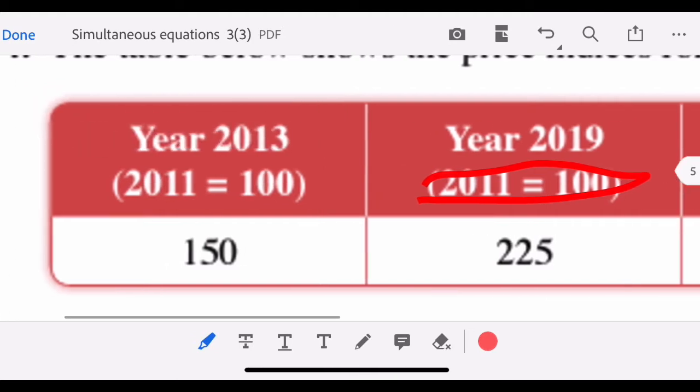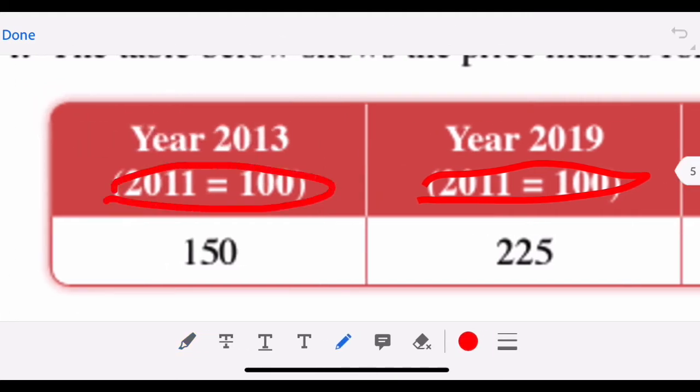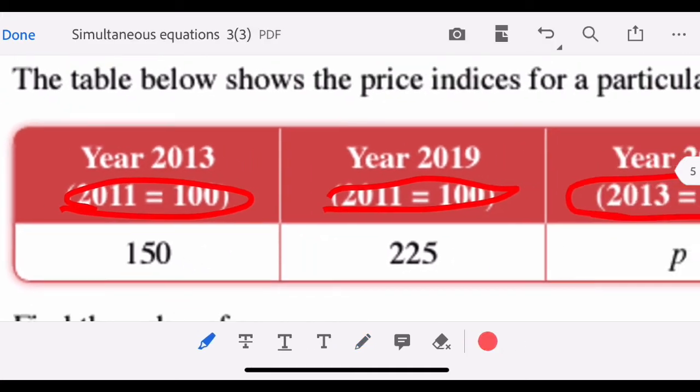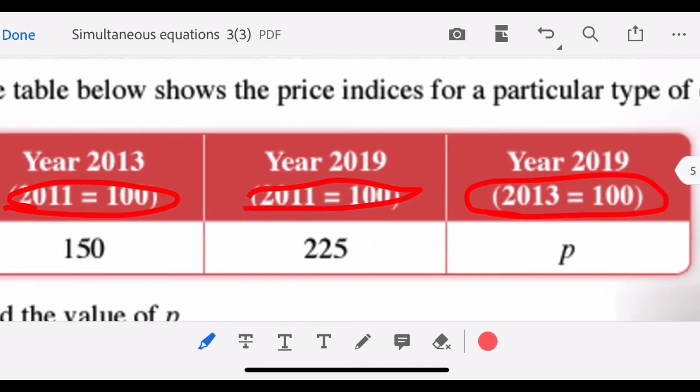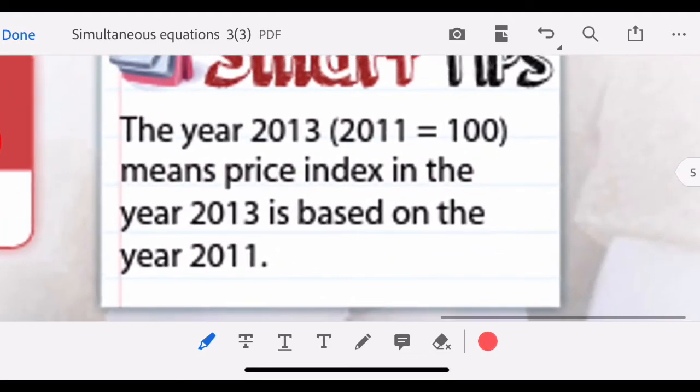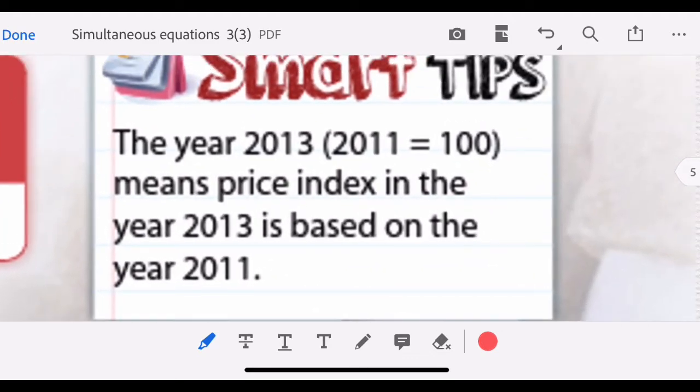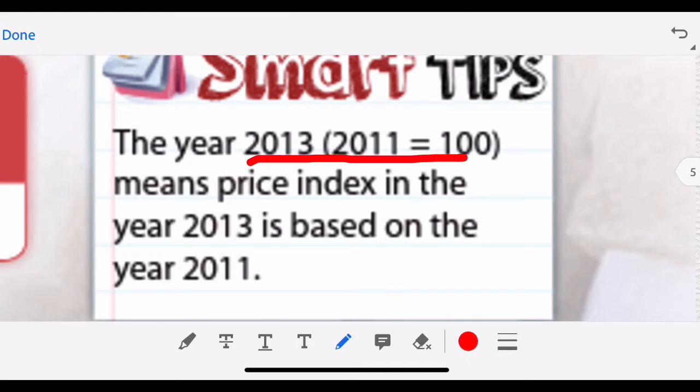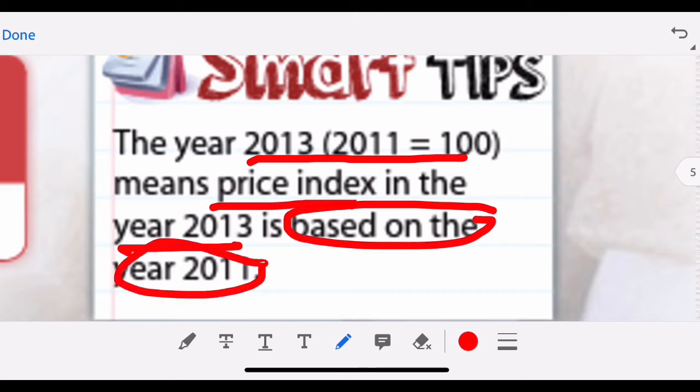This is a highlight. I circle it: base year. Okay, so that is how you interpret the table when it equals 100, meaning that it is a base year. So the year 2013 and then 2011 equal to 100. What's the meaning when you see it like this? It means the price index in the year 2013 based on the year 2011. That is how you interpret the meaning.